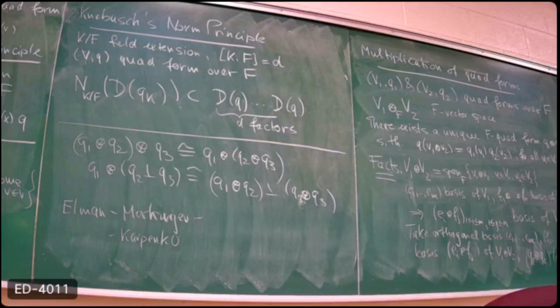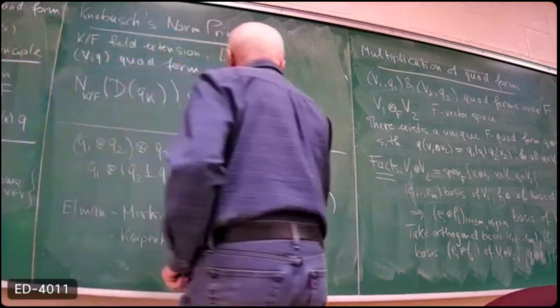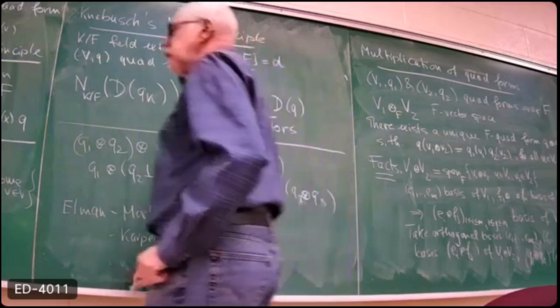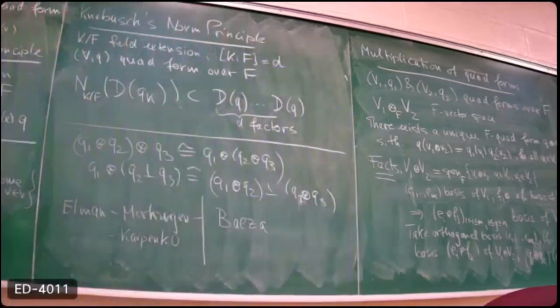Then there is this lecture notes by Baeza. He was a student of Knebusch. He has a Springer lecture notes devoted to quadratic forms over semi-local rings, which is his Habilitationsschrift. That's all.